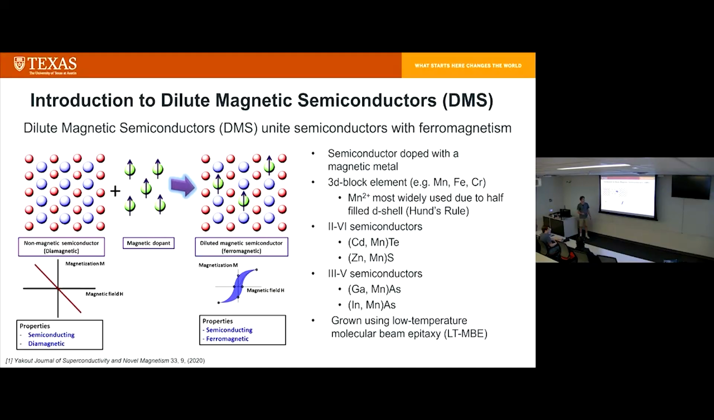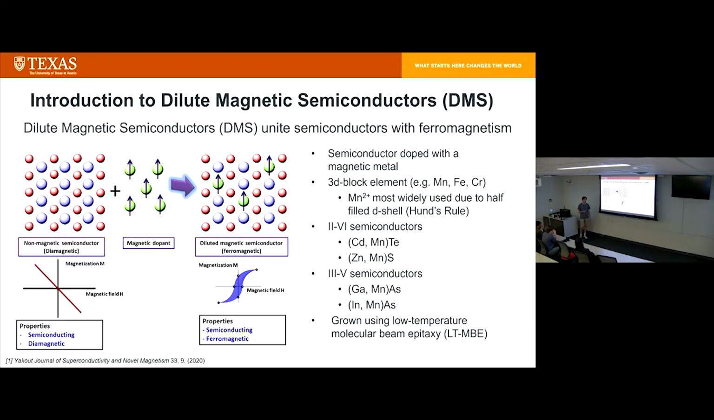So we'll get started with an introduction to dilute magnetic semiconductors. What they are is very simple. You start with a normal semiconductor material, and you introduce into it these magnetic dopants. Typically, when we're selecting a magnetic dopant, we go with one of the 3D block metals, so the magnetic metals, and by far the most widely selected of which is manganese, primarily because if you follow Hund's rule, you'd find that it has 5 electrons in the D shell, which allows it to contribute significantly to the magnetism of the material.